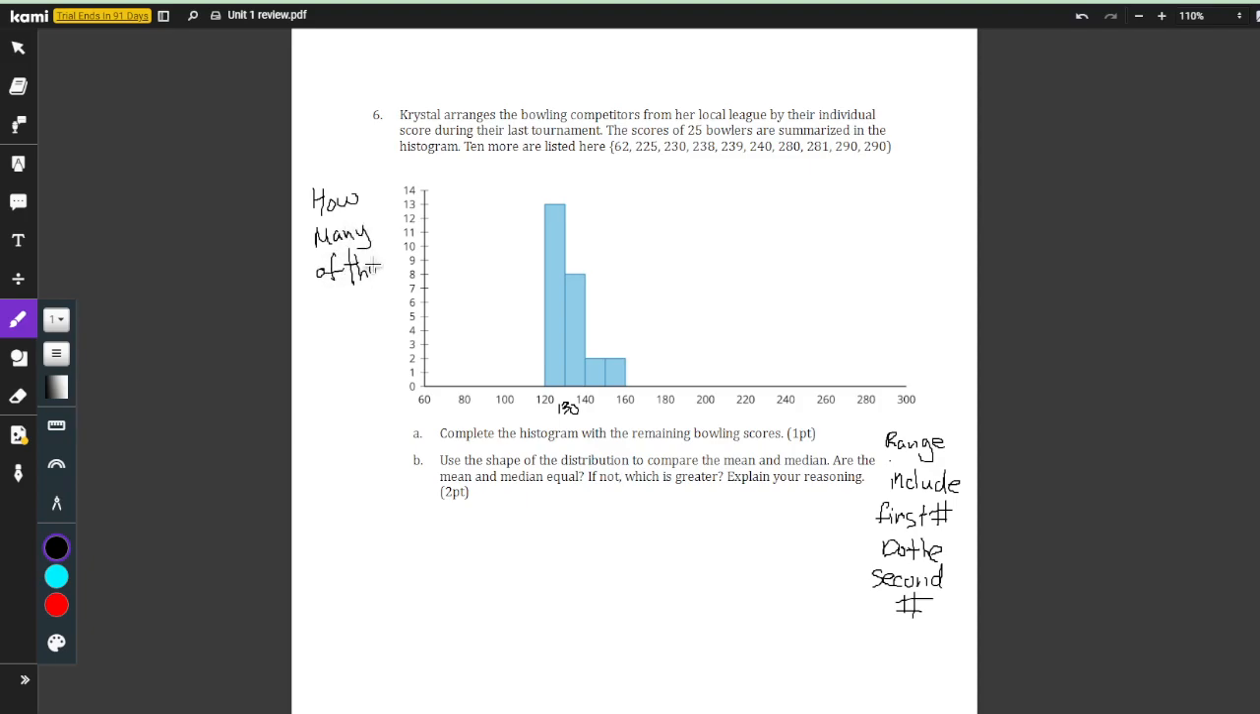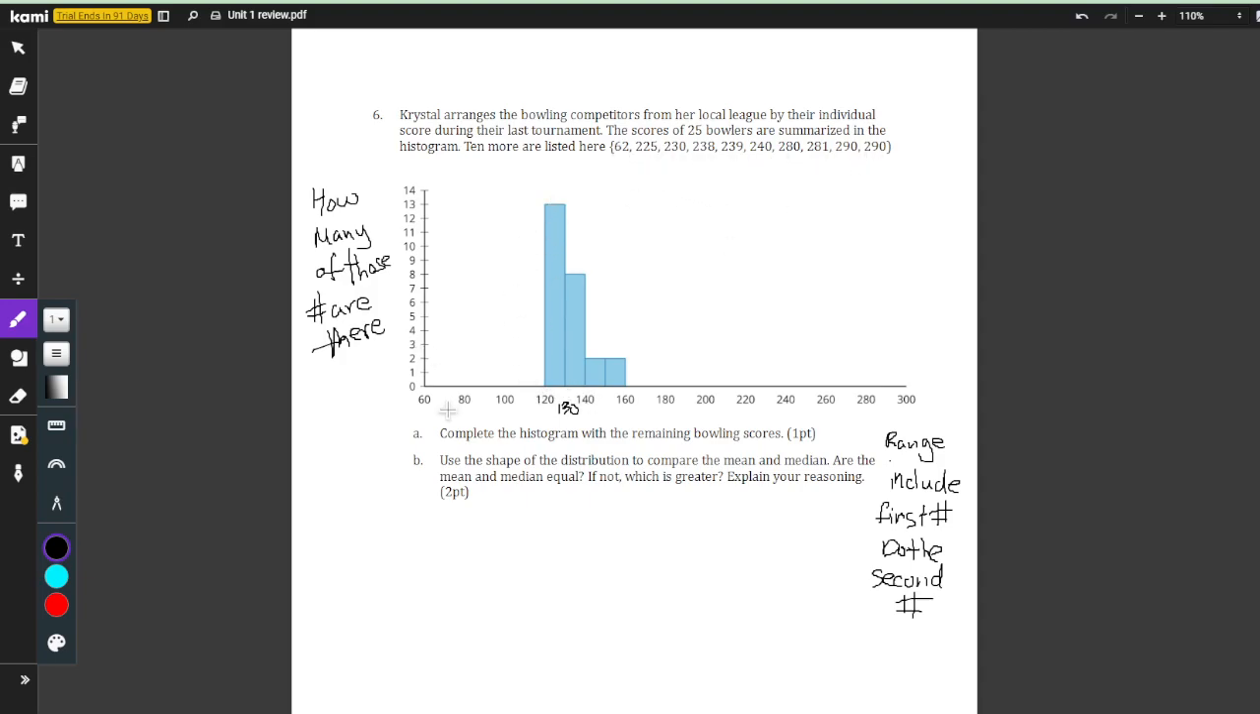How many of those numbers are there? Okay, how many numbers are there? In this case, this one says numbers between 120 to 129. There's 13 of those numbers. See that? 13. There's just 13 of those numbers between 120 and 129.